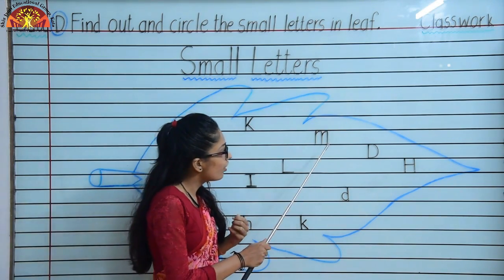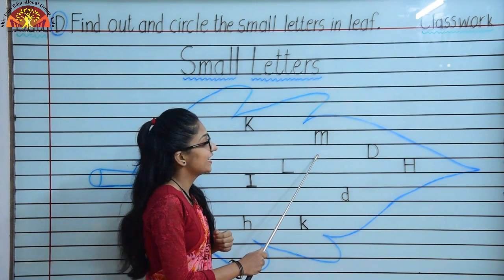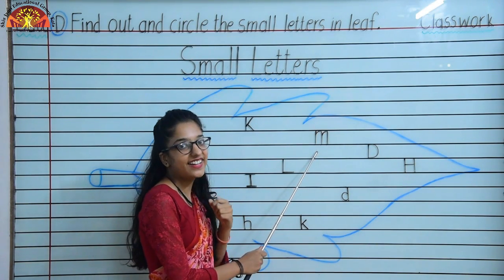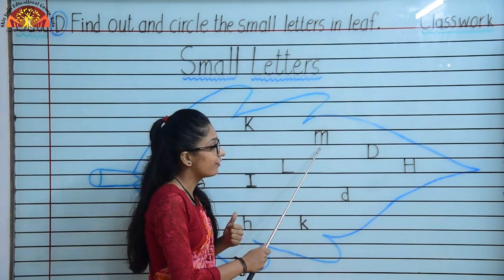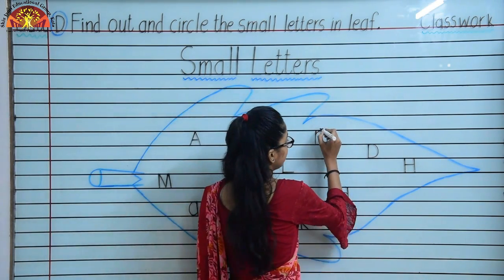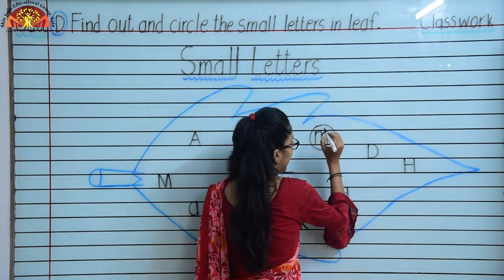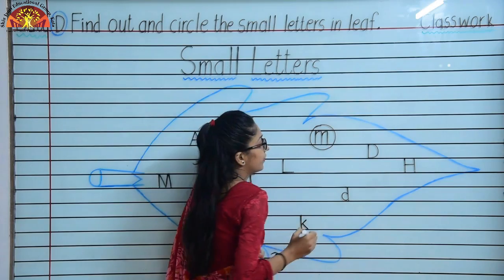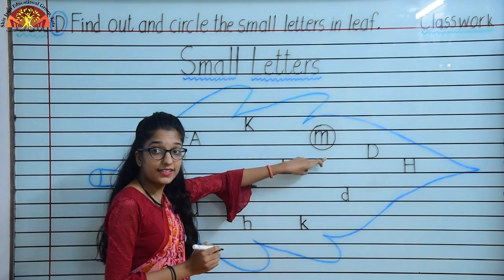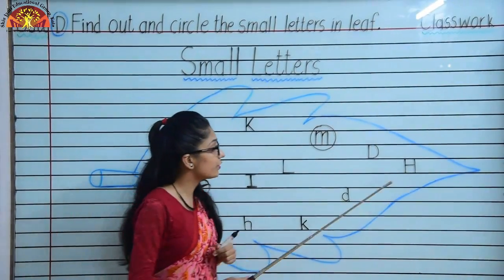Okay. So look over here kids. Tell me which letter is this? This is small letter M. Okay. So we have to circle this letter. See? Like this. This is small letter M. Okay. Now move to next one.